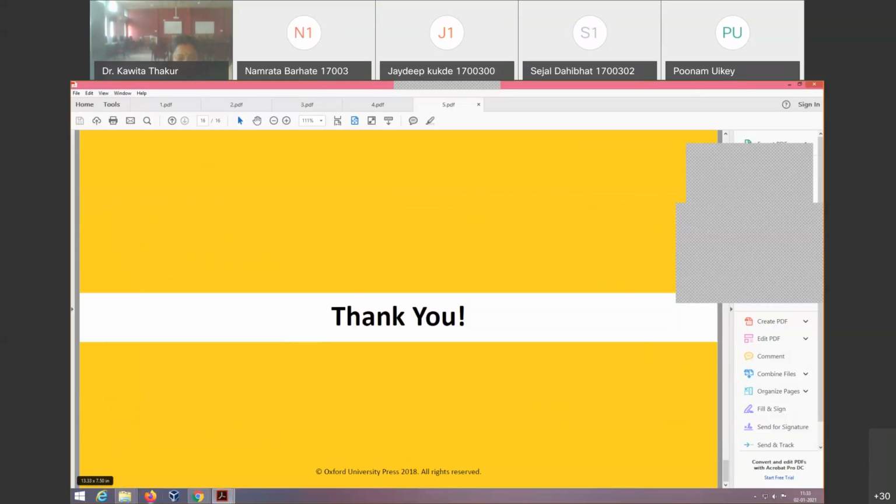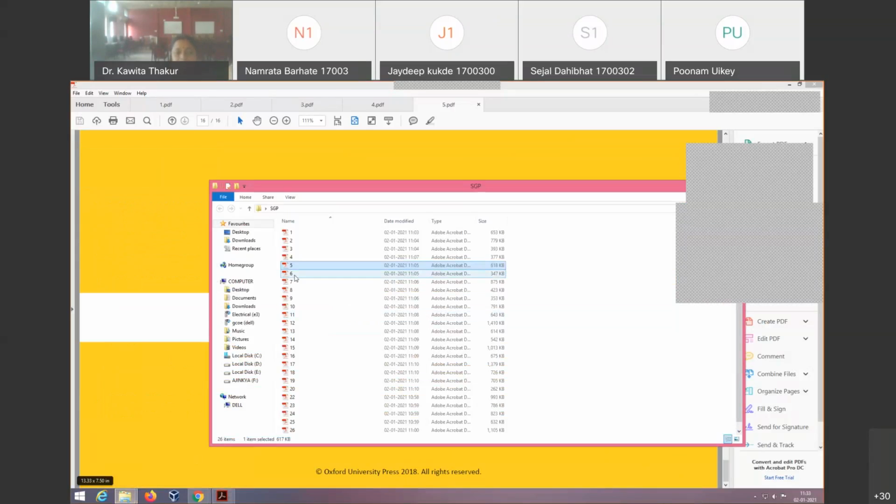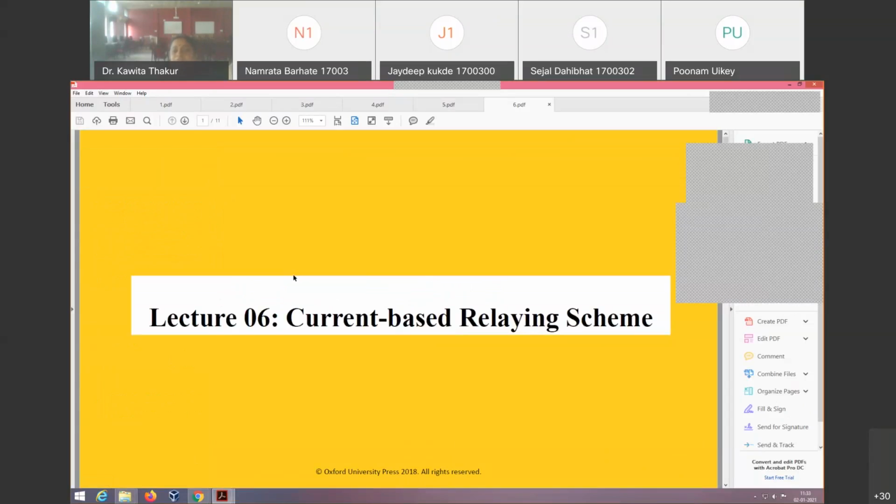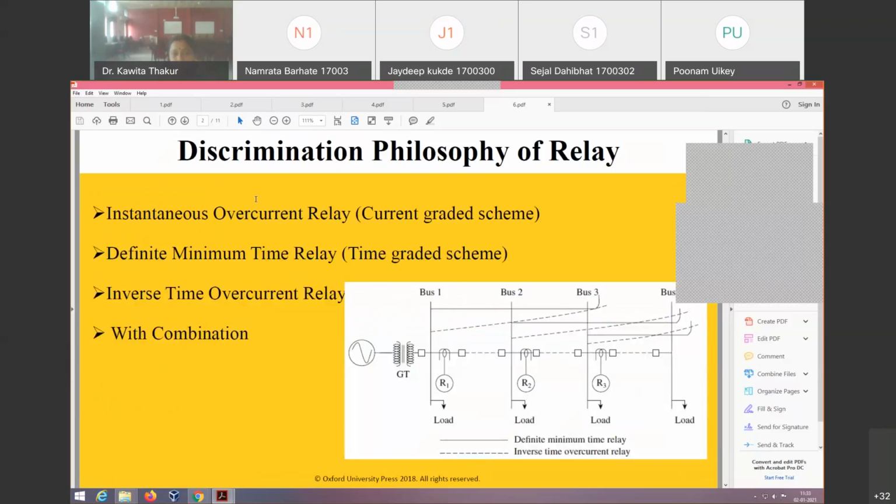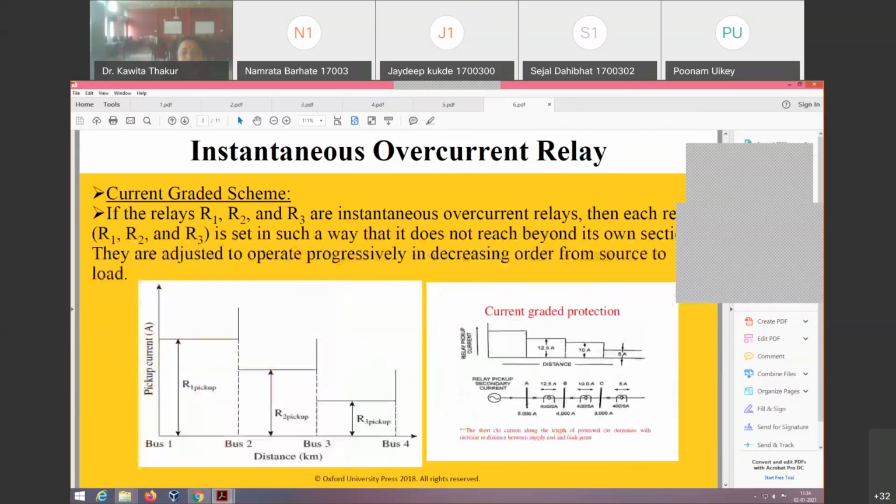Now next, this is in the sixth lecture. We have seen current based relaying scheme, that means differential protection. It is the start of differential protection. Discrimination philosophy: in the overcurrent protection scheme we apply current graded scheme and time graded scheme. Either it will be current graded or time graded, because we have two settings, plug setting and time setting. Based on the plug setting we have the current graded scheme, and based on the time setting we have the time graded scheme.